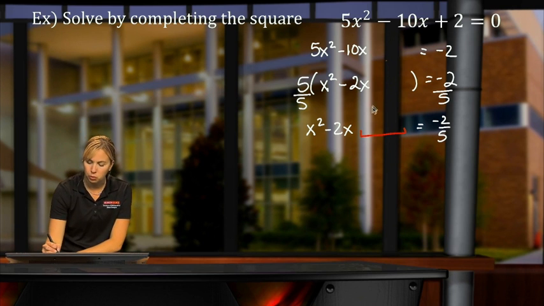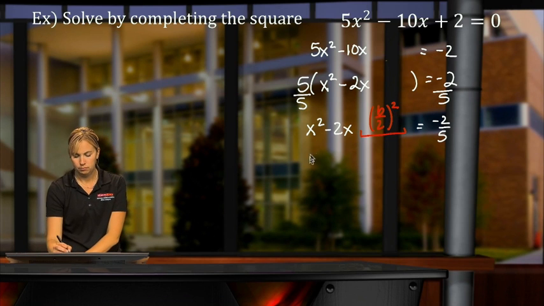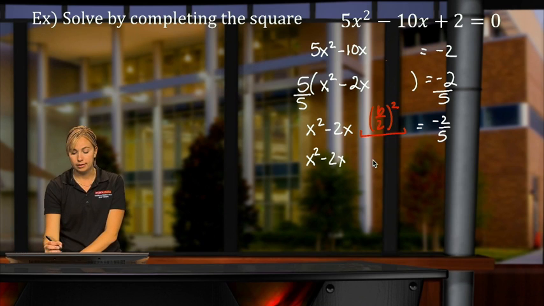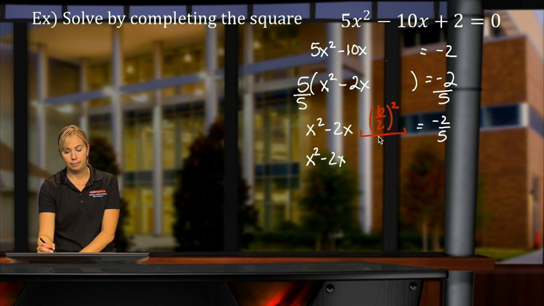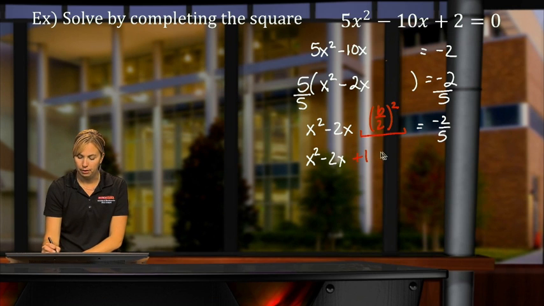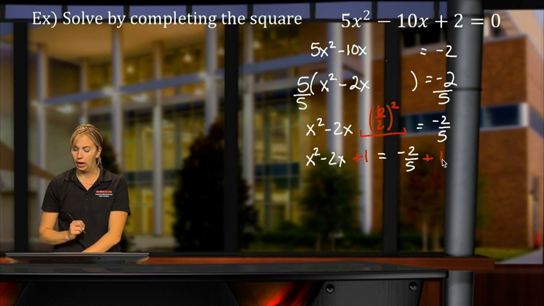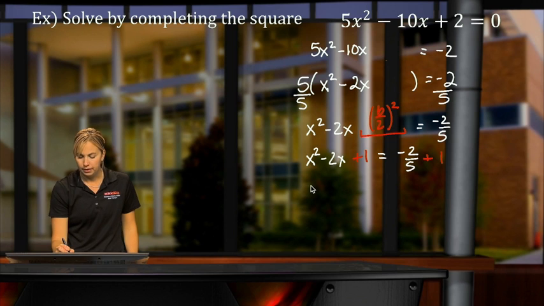We fill in this with the quantity b over 2 squared, which is still going to be positive 1. Negative 2 divided by 2 is negative 1. Negative 1 squared is positive 1. Since I added 1 to the left, I also add 1 to the right. This factors to x minus 1 times x minus 1.